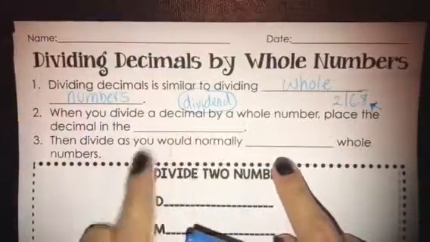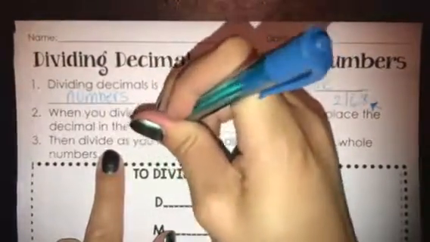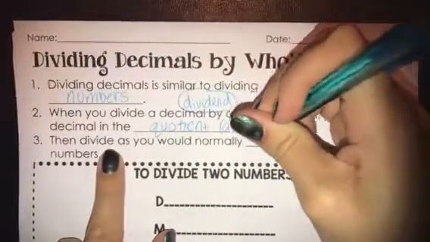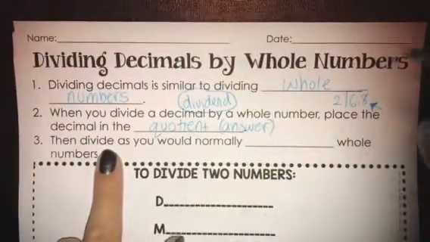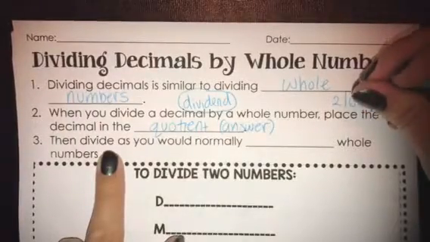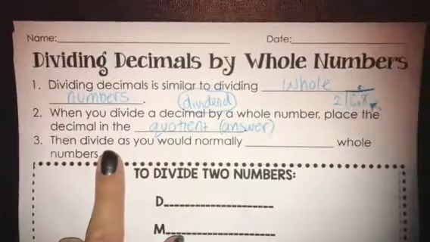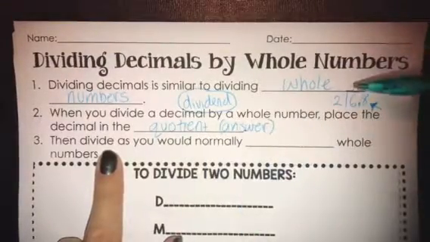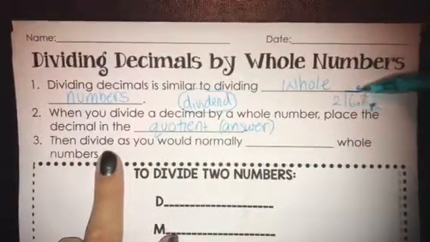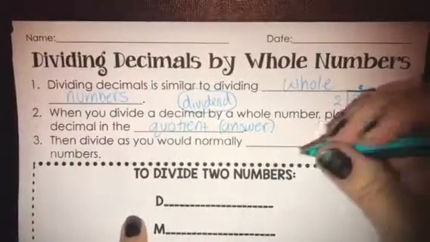When you divide a decimal by a whole number, you place the decimal in the quotient. That's the answer to a division problem. And it would just float right up. So in my earlier example, 6.8, my decimal just floats straight up. Almost like magnets in an earlier lesson I taught you, but I don't want to get into that and confuse you. So just think, when dividing decimals by whole numbers, just float that decimal point right up. Then you divide as you normally would.